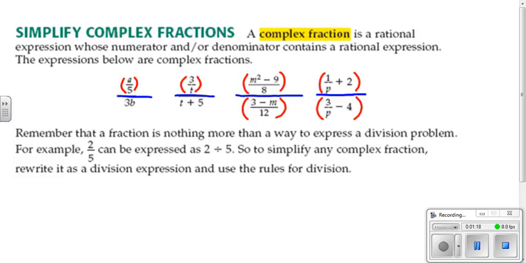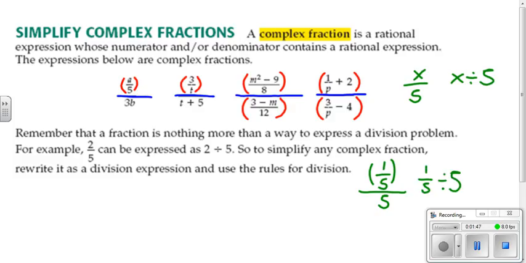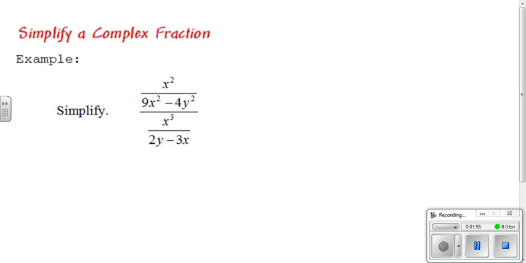So remember though that a fraction is just a way to express a division problem. You could write it as x over 5, or you could write it as x divided by 5. So let's say our x was a fraction itself. That would be 1/5 as a fraction over 5. We could write that as 1/5 divided by 5. So again, the rules of division apply to these complex fractions, because that's all they are, just division problems.